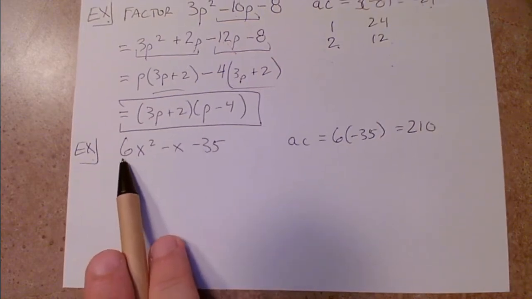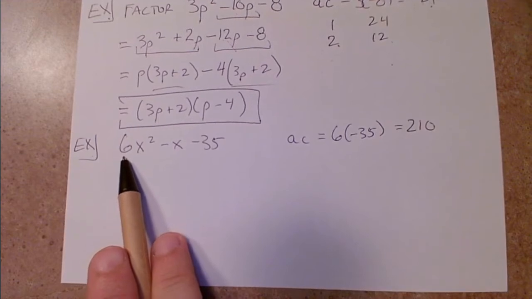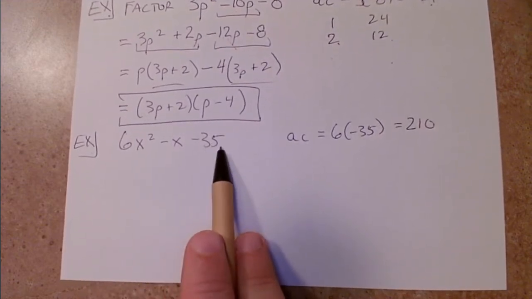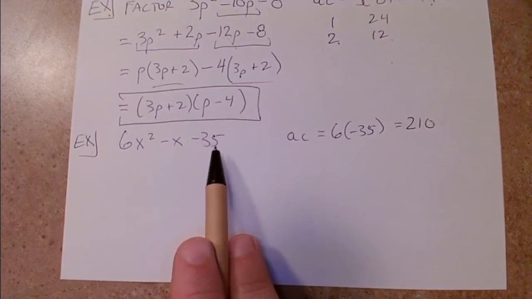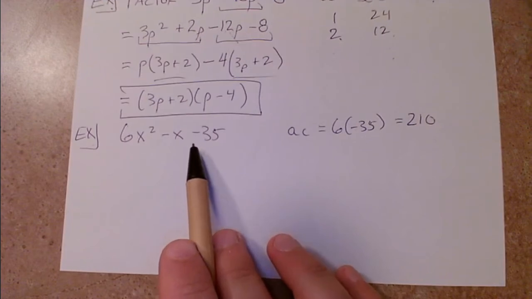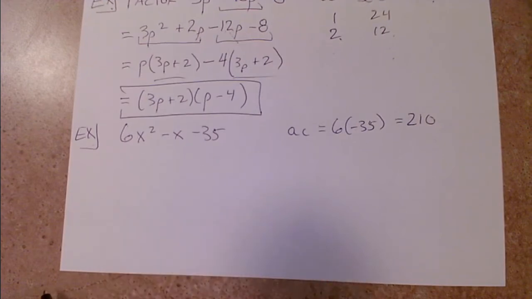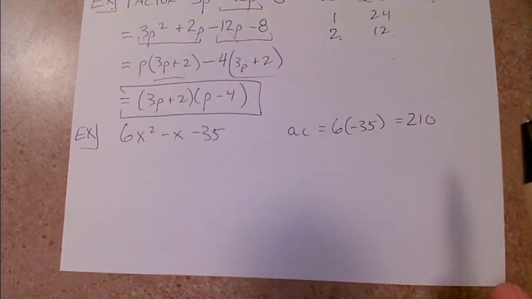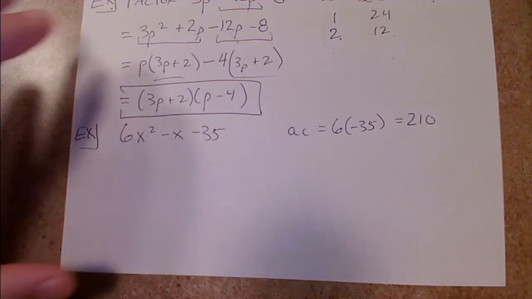Okay, 6 is a 1 and a 6 or a 2 and a 3. We don't know which of those two it's going to be. 35 is 1 and 35 and 5 and 7. We don't know which of those it's going to be. We don't know which we're going to pair with which. We don't know what's going to be positive, what's going to be negative. There's all sorts of uncertainty. So the AC method really helps you figure out where you put things. All right? And again, factoring by grouping is the key.